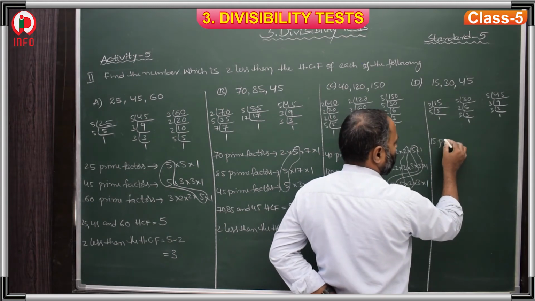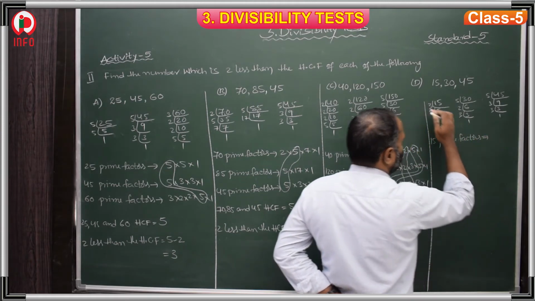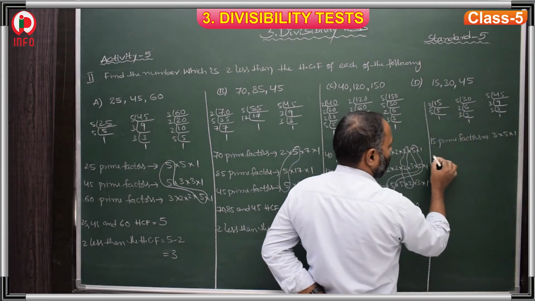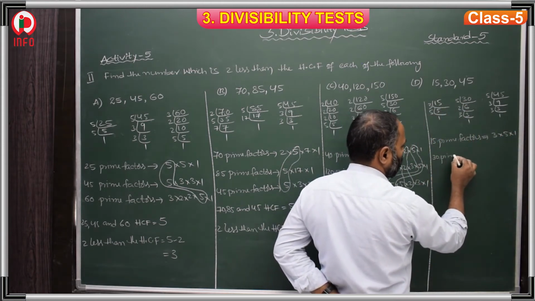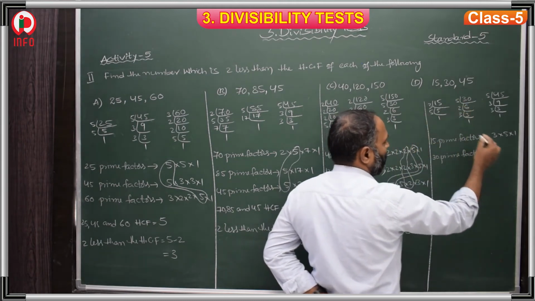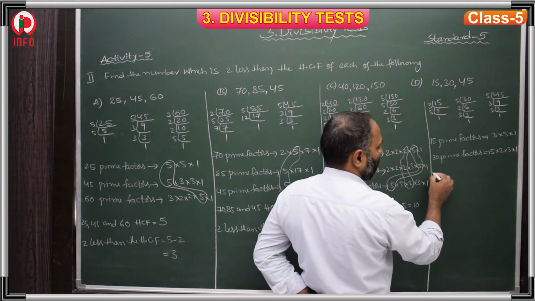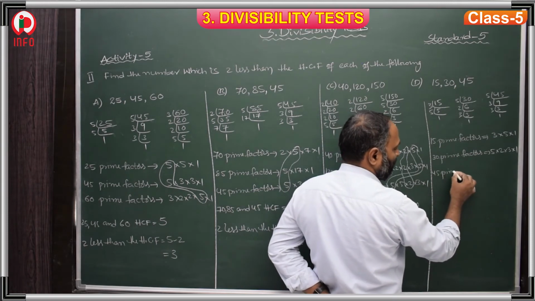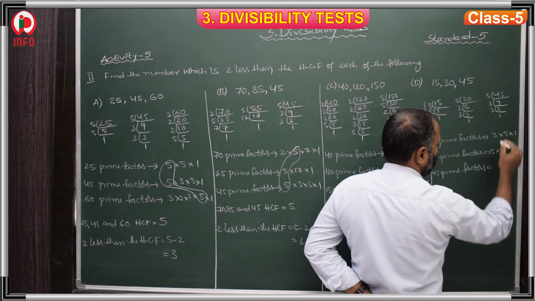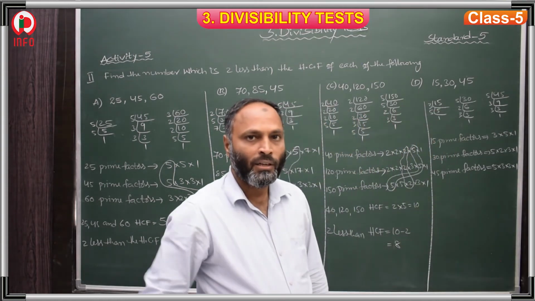15 prime factors: 3 into 5 into 1. Then 30 prime factors: 5 into 2 into 3 into 1. Then 45 prime factors: 5 into 3 into 3 into 1.